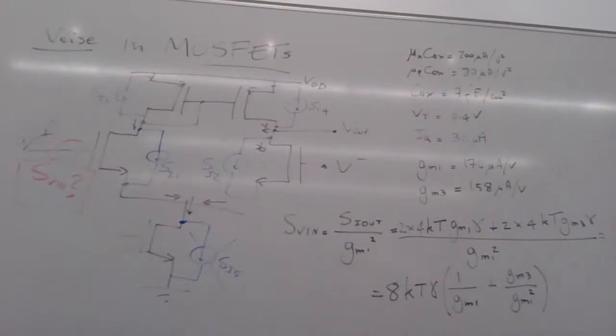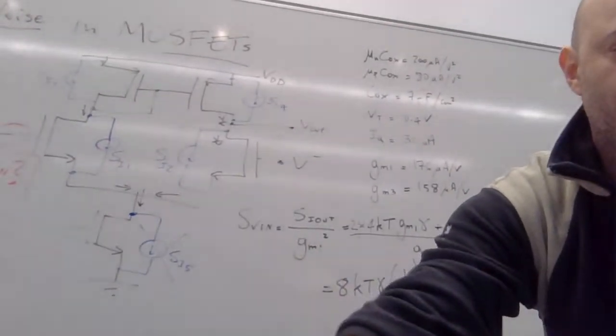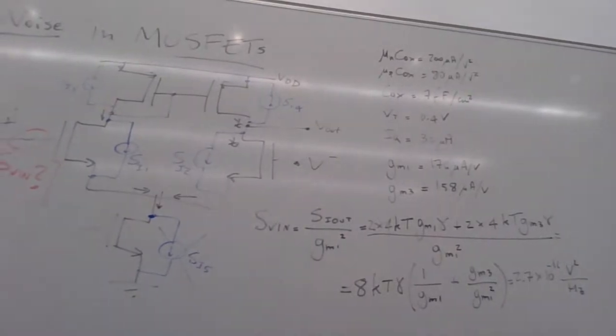So if you put the value in, we got 2.7 times 10 to the minus 16 volt square per hertz. Okay. And this one here is the final result. However, yeah, the angle is a bit funny, but yeah. So we got 2.7 times 10 to the minus 16 volt square per hertz.